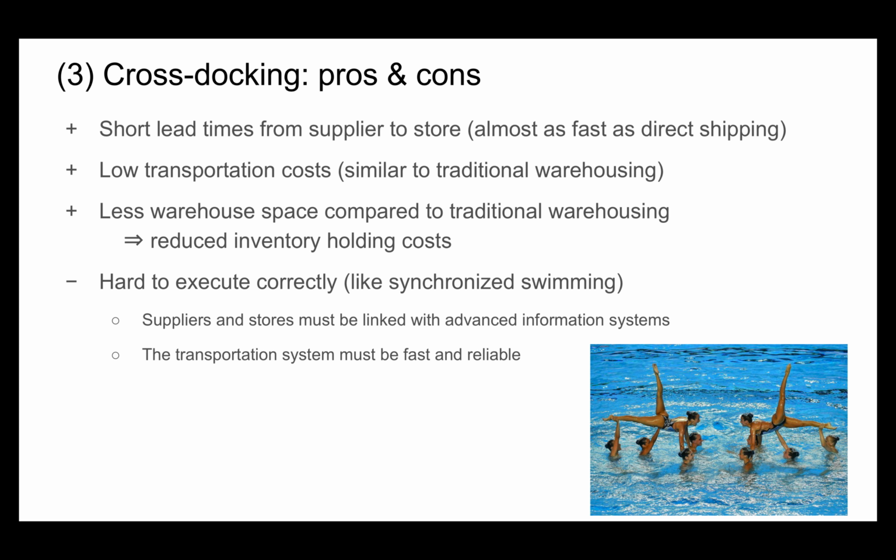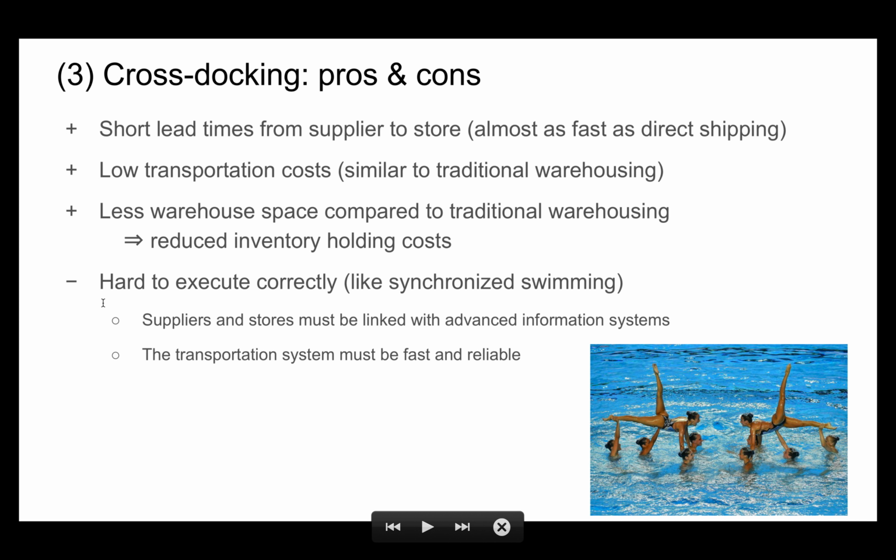Let's look at the pros and cons of the cross-docking strategy. Cross-docking is able to achieve very fast lead times from the supplier to the stores, almost as fast as the direct shipping strategy. In addition, cross-docking is able to achieve similar transportation costs to traditional warehousing because they can consolidate smaller shipments into larger shipments to the cross-dock. One advantage that cross-docking has over traditional warehousing is reduced inventory holding costs, since the goods do not spend a lot of time in the cross-dock. They just quickly transit through.